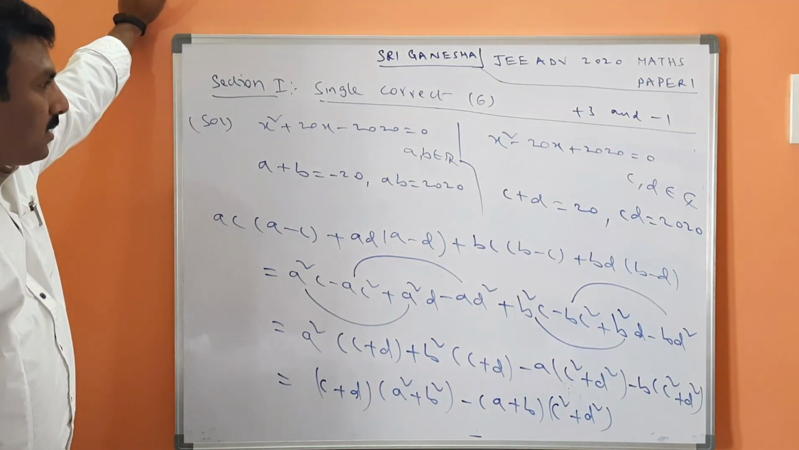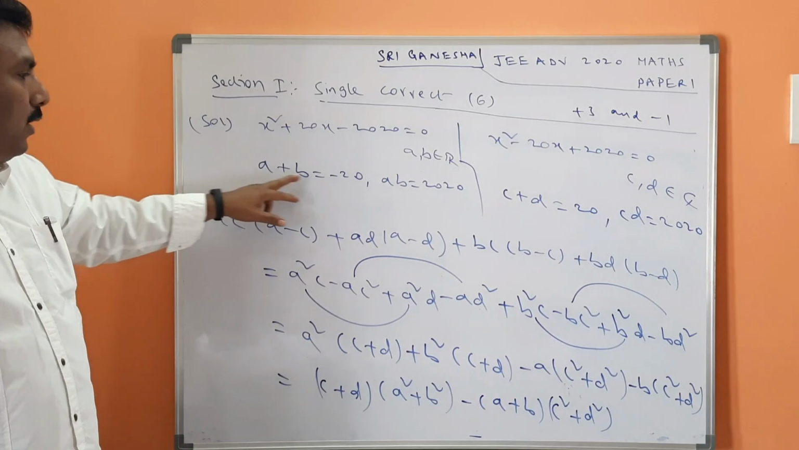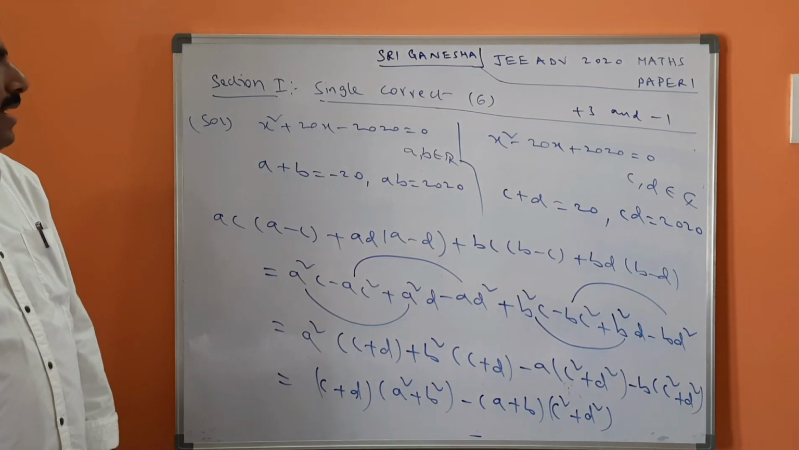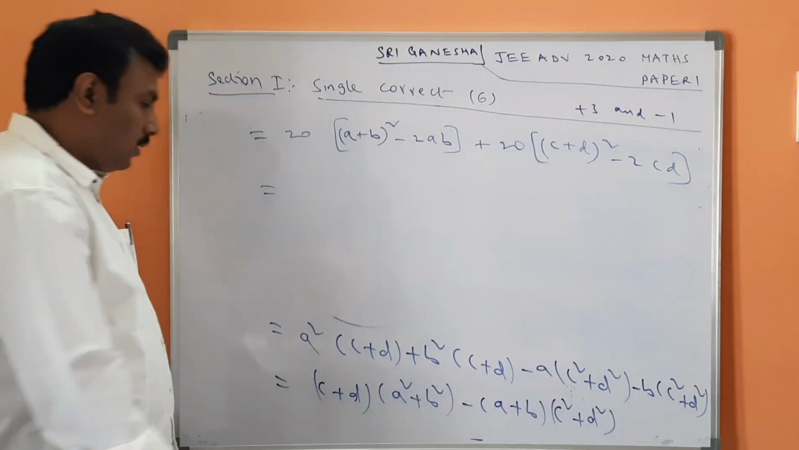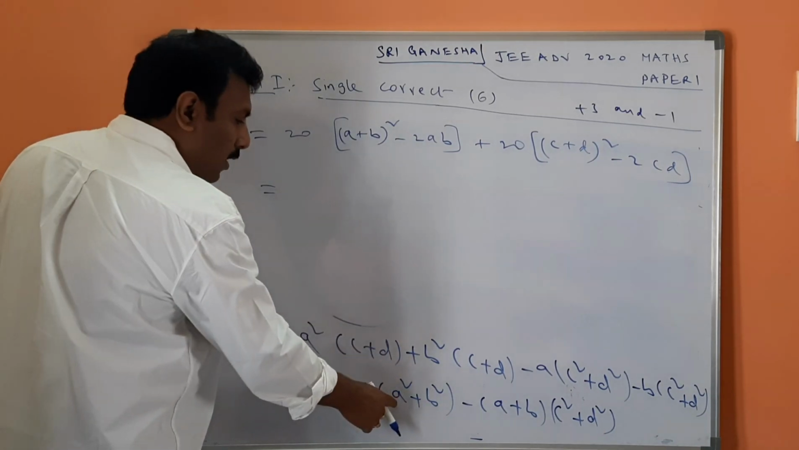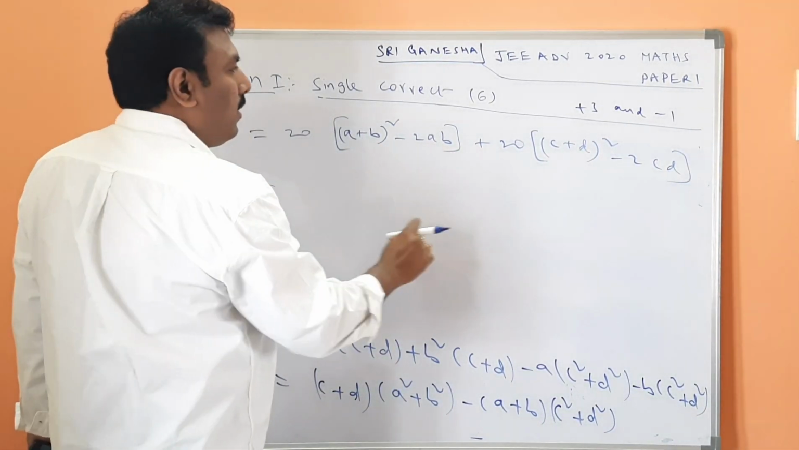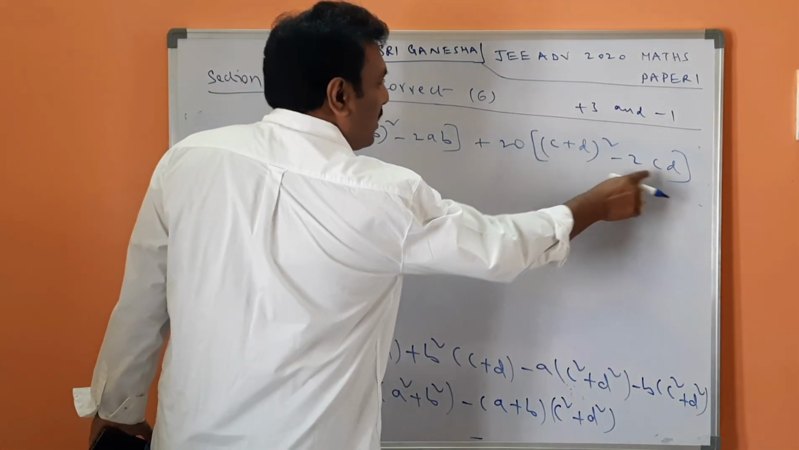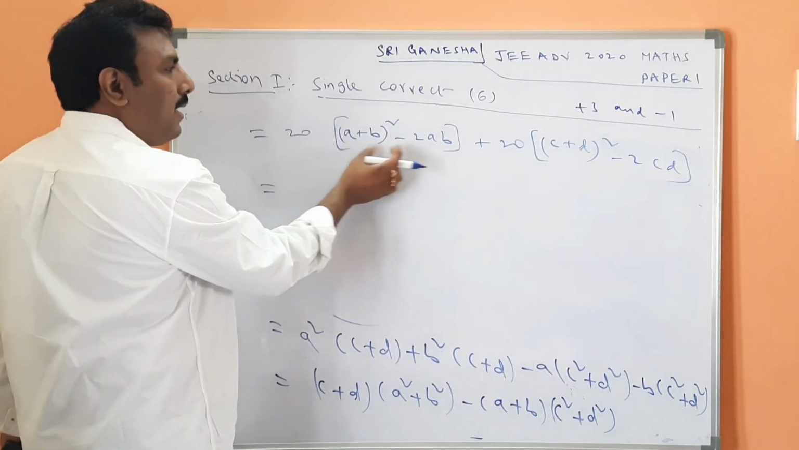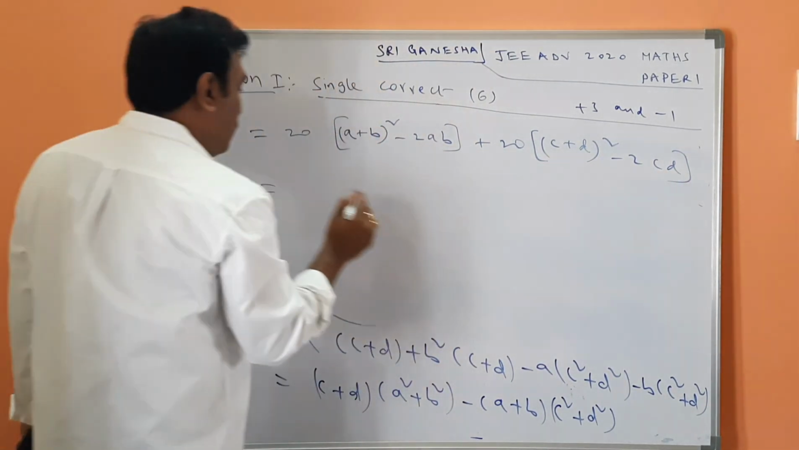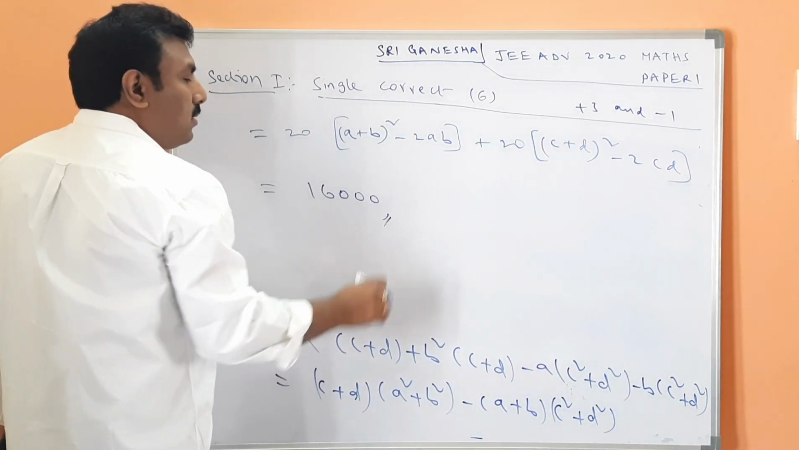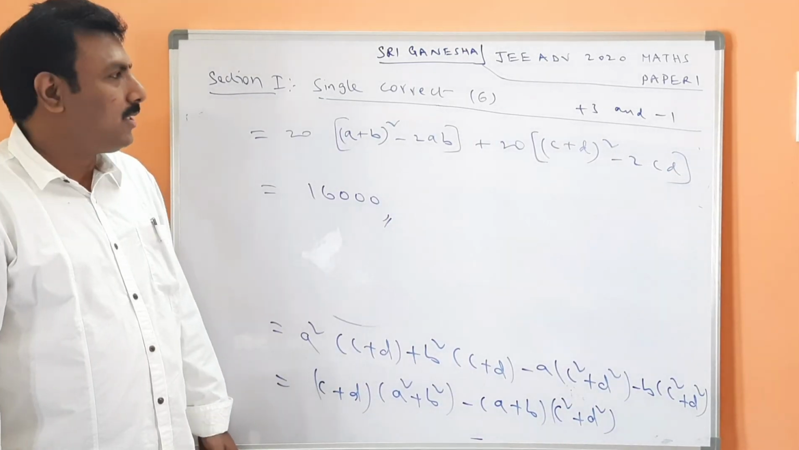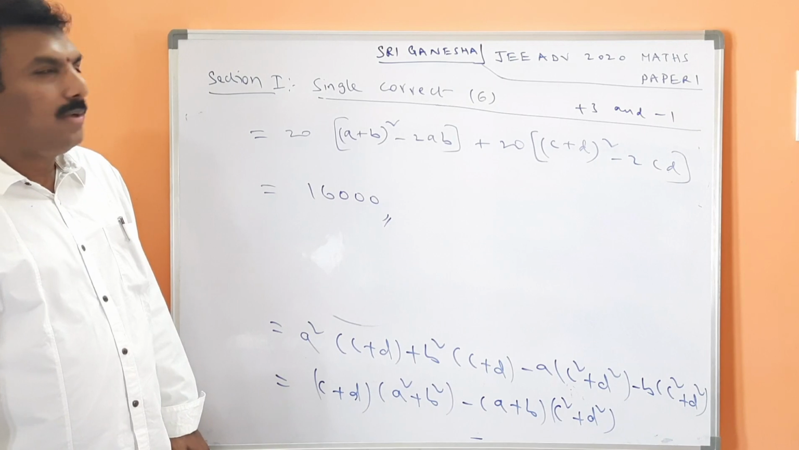Now we can use the c plus d value 20 and a plus b value minus 20, and a square plus b square is nothing but (a plus b) whole square minus 2ab. Now c plus d value is 20, a square plus b square is (a plus b) whole square minus 2ab. Again a plus b value is minus 20, so we are getting plus 20 here, times (c plus d) whole square minus 2cd. Substitute the values of a plus b and ab, c plus d and cd. On simplification we are getting 16,000. That is option D, correct. The fourth option is correct. It is an easy question, easily solvable.